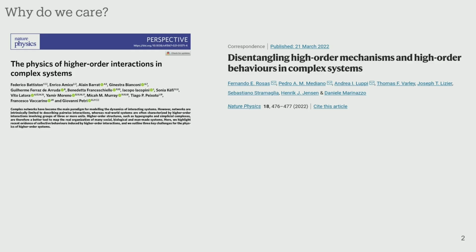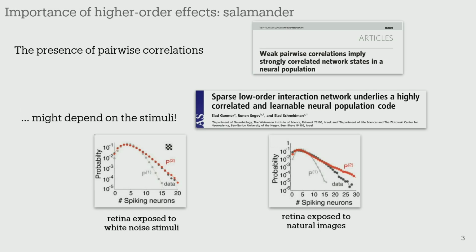So in particular, why do we care? I think we can skip this, but the main idea is that there has been a growing effort in the last few years about disentangling the behaviors and mechanisms in complex systems. And among all that, we are interested here in trying to characterize this in the context of neuroscience.